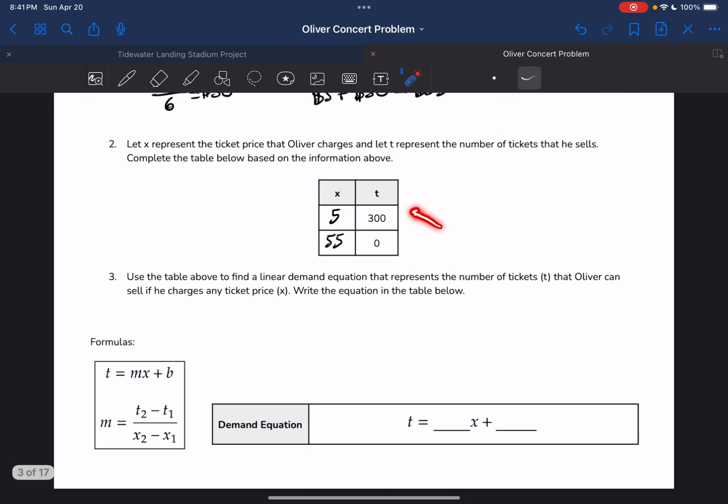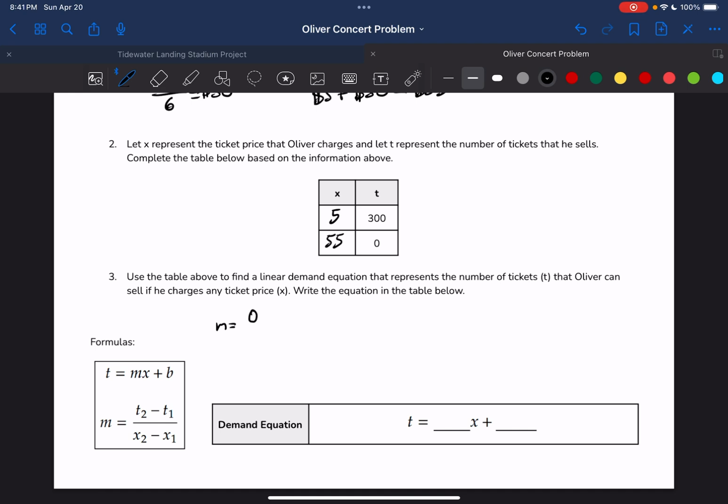All right, now that we have these 2 points, we're going to use our formulas down here to create a linear equation that tells us, for any ticket price X, how many tickets he can sell. We're going to start with our slope down here. So if M is equal to T2 minus T1, then you want to look at our table. If we call this T2 and this T1, just think about row 1, row 2, X and T. So T2 is here.